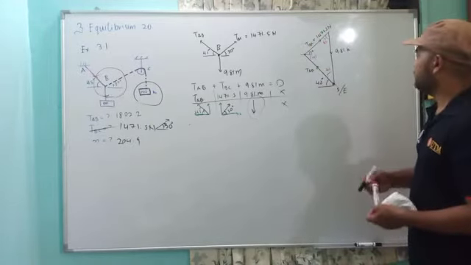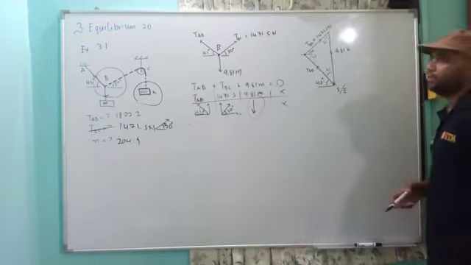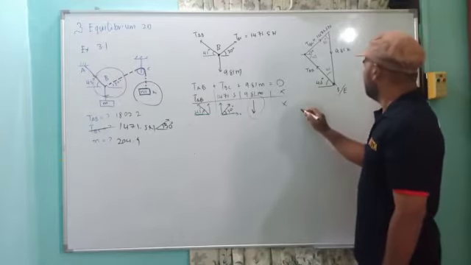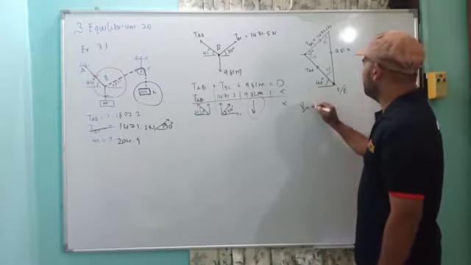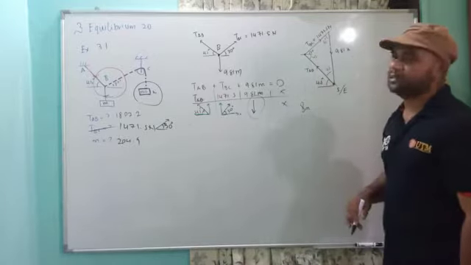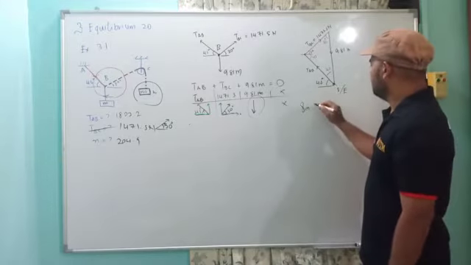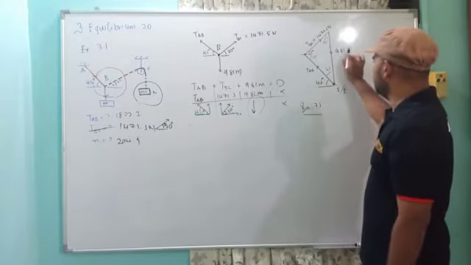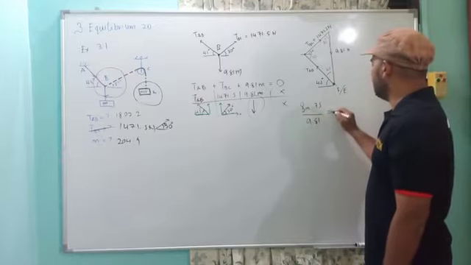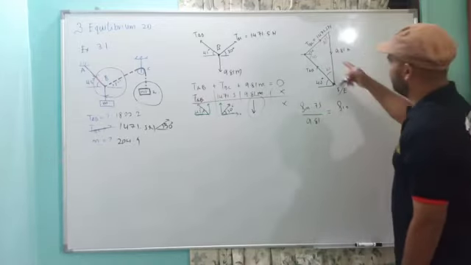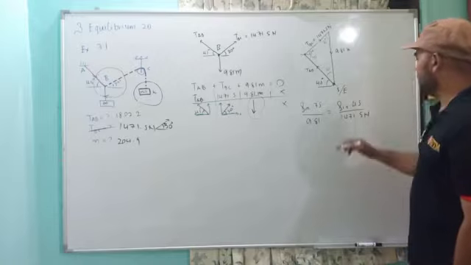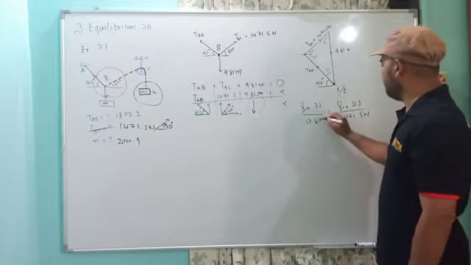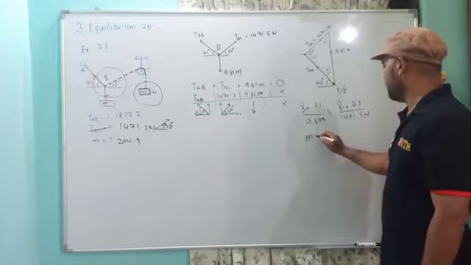Now I can start by solving using maybe the sine rule. I take the easiest one: sine of 45 plus 30, which is 75, divided by 9.81 M, equals sine 45 divided by 1471.5 Newton. So you have one unknown here, which is M.